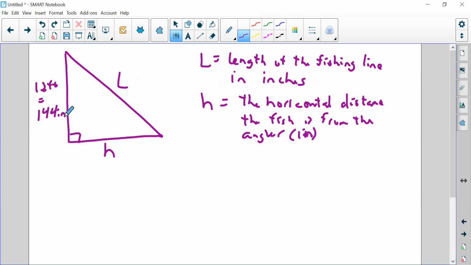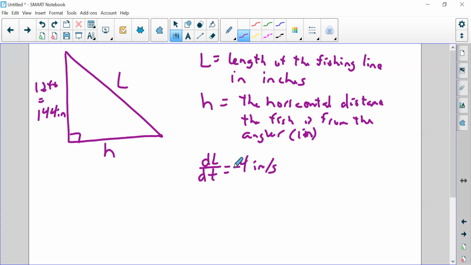So let's look at the rate that they gave us. The angler hooks the trout and is reeling in his line at 4 inches per second. So that 4 inches per second, what is our calculus notation for that? That would be dL over dt. That's the rate at which the line is changing. Should that be positive or negative? It should be negative because he's reeling it in, so it's decreasing.